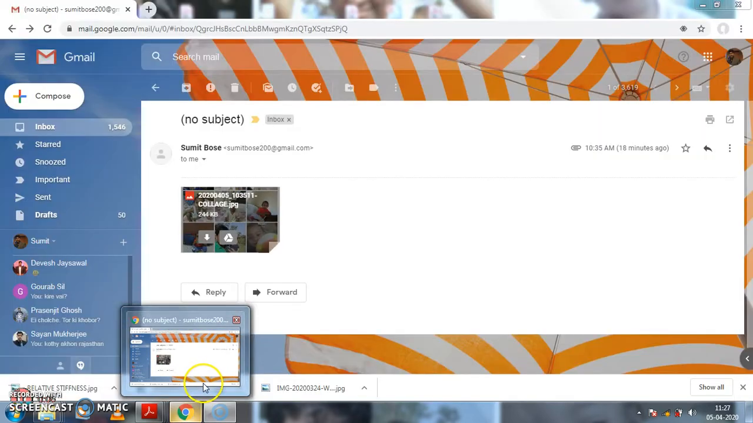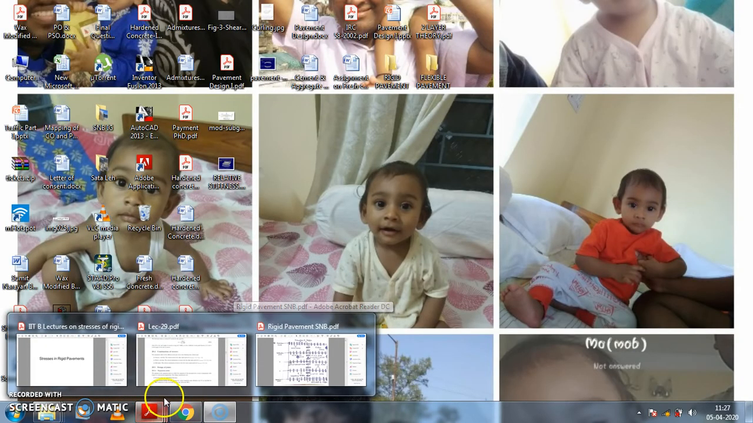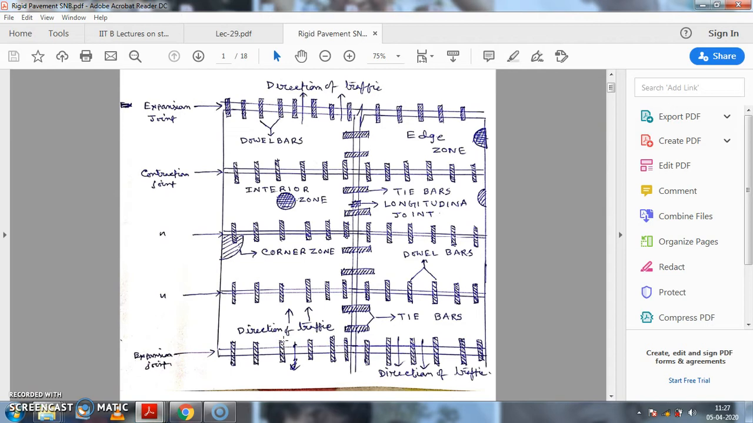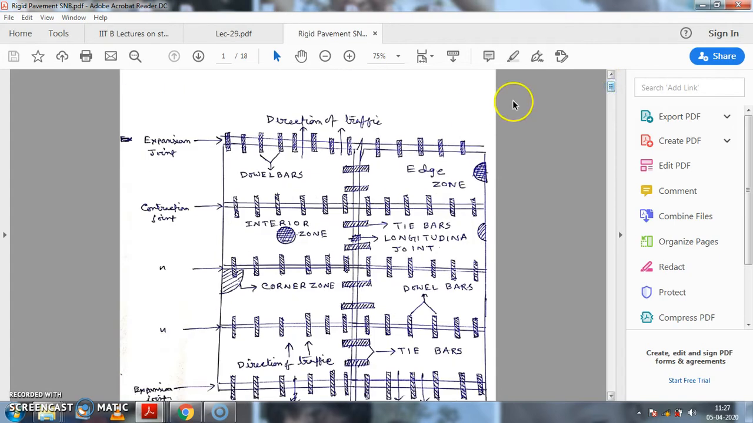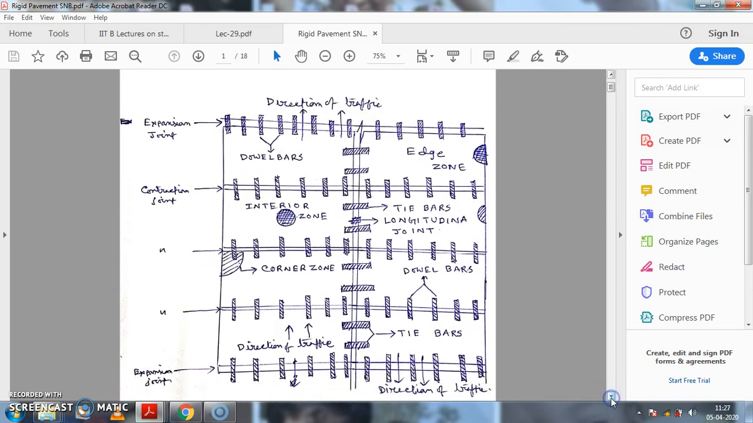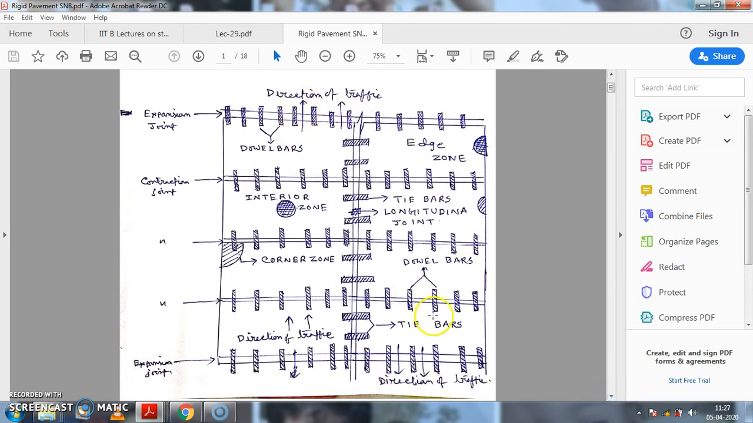So today I'm going to take a session on rigid pavement. First of all, let us clear the plan of a rigid pavement which I have drawn for you. This one is a plan or top view of a rigid pavement. This arrow symbolizes the direction of traffic. This arrow and this arrow. This one is the left portion and this one is the right portion.